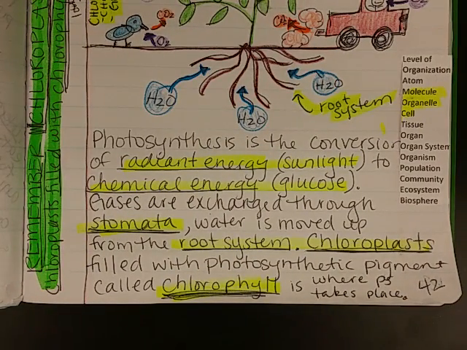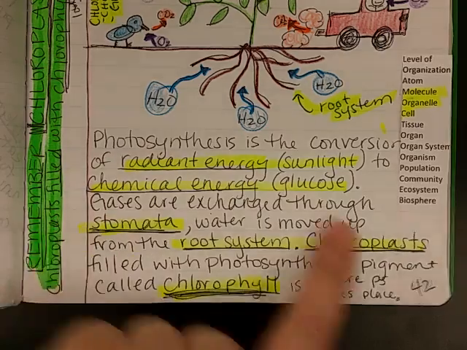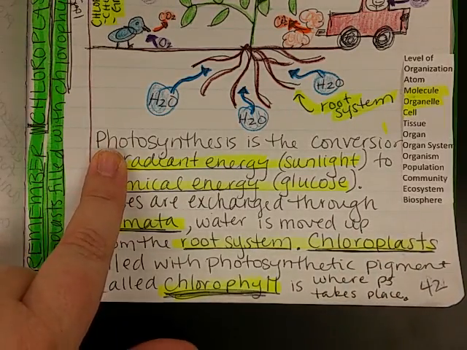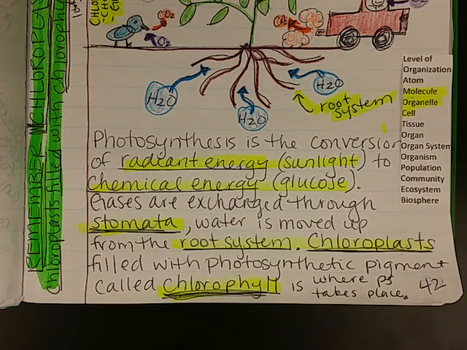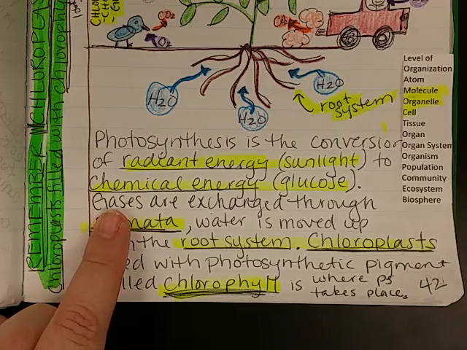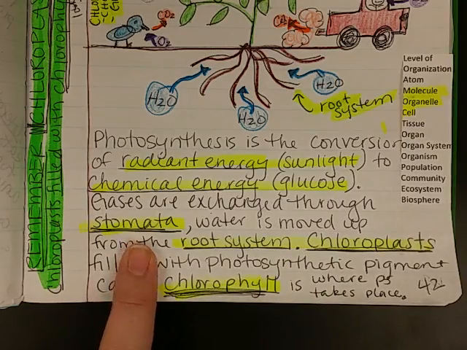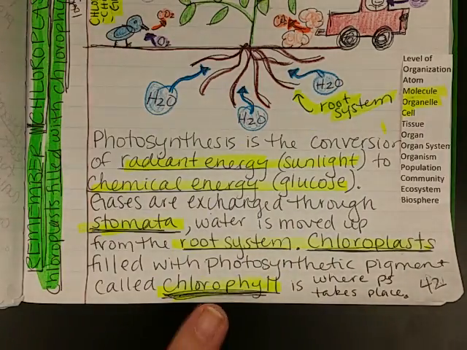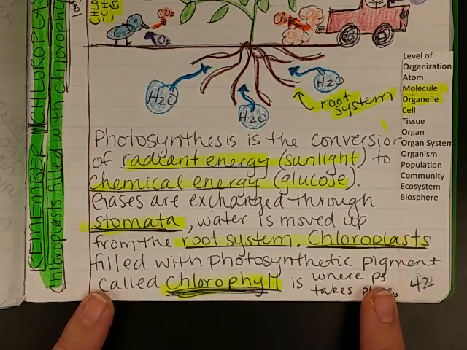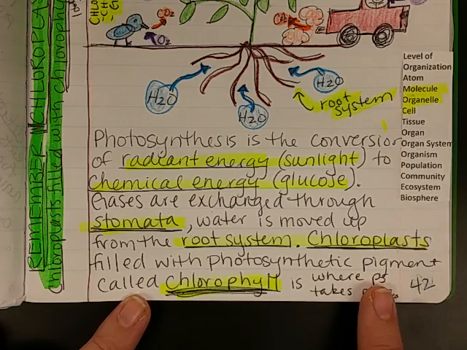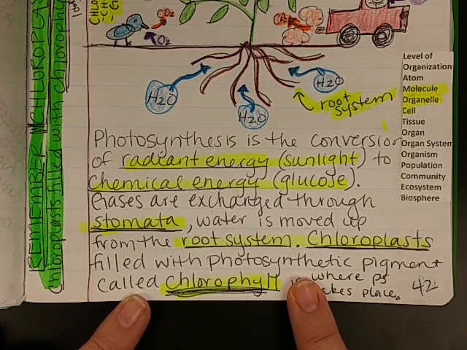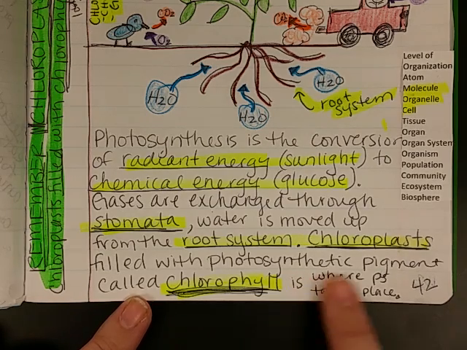All right, so you're going to need to write just a little bit at the bottom. So photosynthesis is the conversion of radiant energy, which is sunlight, to chemical energy, which is glucose. Chemical energy is the energy that we use in our cells. So gases, that's CO2 and O2, oxygen and carbon dioxide, are exchanged through the stomata. Water is moved up through the root system, and then we have our chloroplasts that are filled with a photosynthetic pigment. Photosynthetic is an adjective form of photosynthesis. It just means it does photosynthesis, reacts to light.